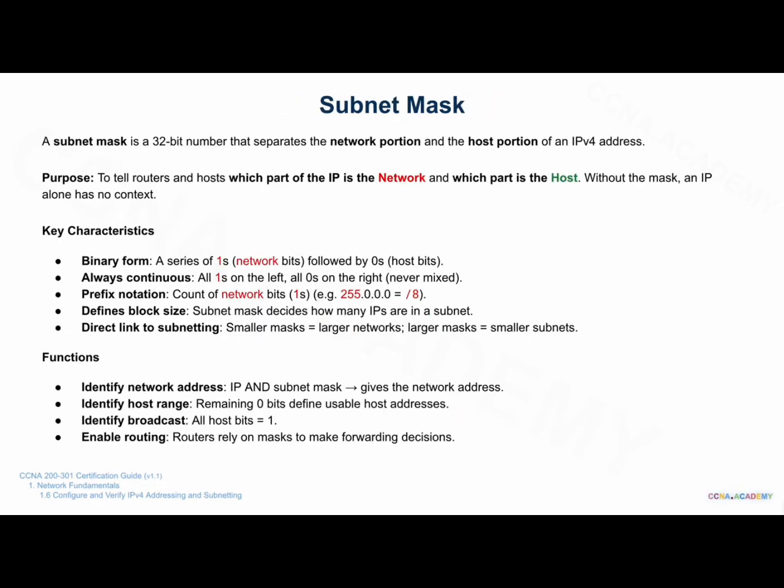A subnet mask separates the network portion from the host portion. It's always written as 1s followed by zeros. For example, 255.0.0.0 is a /8 because the first 8 bits are ones. The mask tells us the network ID, the host range, and the broadcast address.